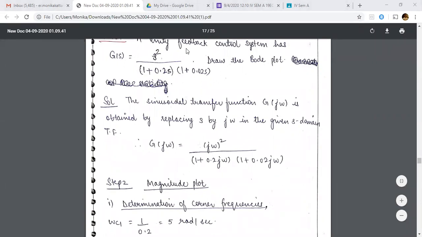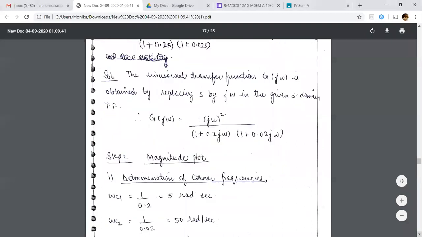Okay, so it is in the form of determination of corner frequency. How will you determine the corner frequency? There are two terms, so how many corner frequencies will you have? You have two corner frequencies, one for each of these two first order poles. So you will name your corner frequencies as omega C1 and omega C2.